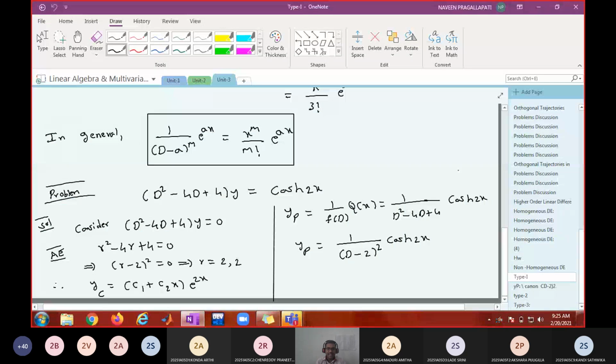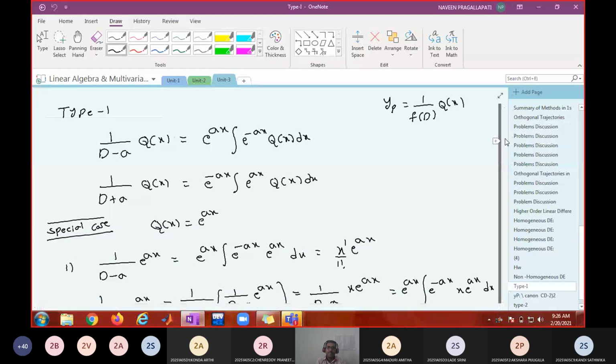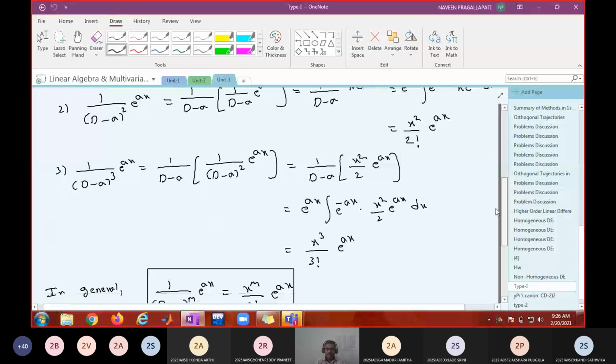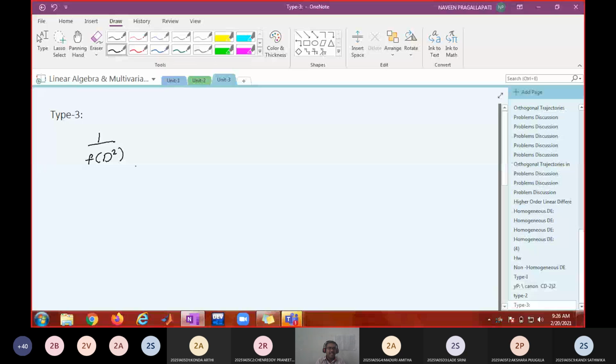If you consider the differential equation, you solve it and apply 1 by f(D) on both sides. You will get a particular solution. Okay. So if instead of a function of D it is a function of D square, and it is operating on cos(ax plus b), it is going to be 1 by f(minus a square) cos(ax plus b).